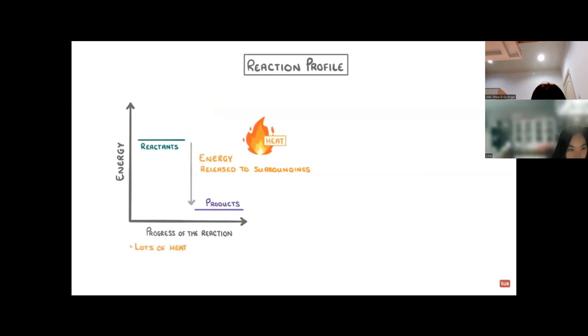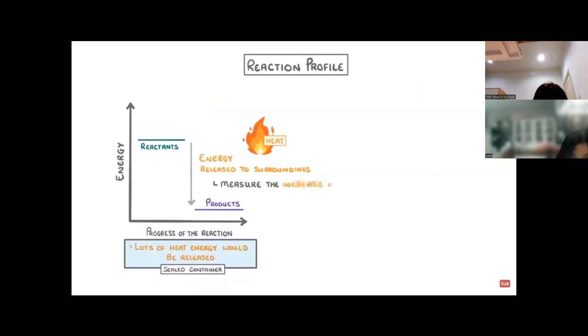In this reaction, a lot of heat energy will be released. So if we had done it in a sealed container, then we'd be able to measure the increase in temperature as the reaction progresses and releases heat energy. We call reactions like this exothermic. What all exothermic reactions have in common is that they transfer energy to the surroundings, usually in the form of heat.